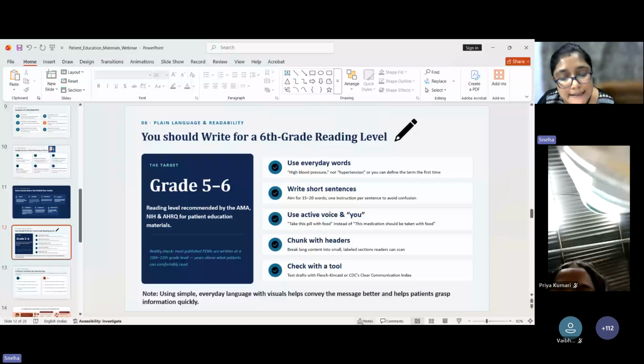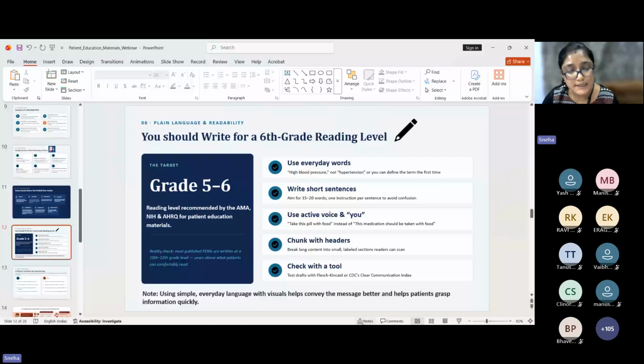Write short sentences. Aim for 15 to 20 words. One instruction per sentence to avoid confusion. Use active voice and "you." Take this pill with food, instead of "this medication should be taken with food." Active voice helps patients connect better. It helps patients relate. So, take this pill with food. You see, this sounds much better than "this medication should be taken with food."